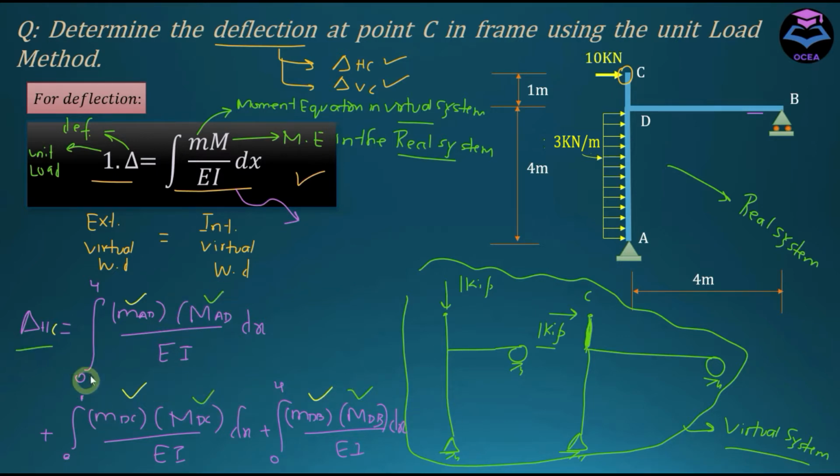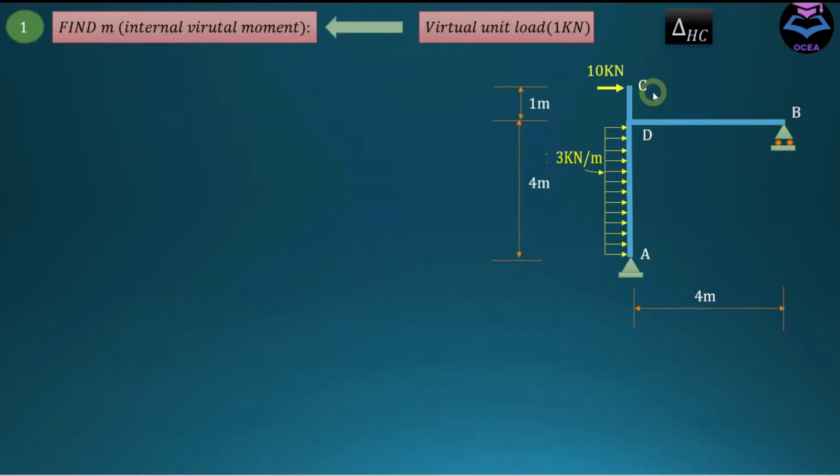The only difference between the horizontal and vertical deflection lies in the small m term. If I want to calculate the horizontal deflection, I use this virtual system and find the moment equation for each member. On the other hand, if I want to find the vertical deflection at point C, I use this virtual system and find the moment equation of each member for it. Okay, let's dive into the calculation of delta at C, that is the horizontal deflection, or the lateral deflection at this point. First we are going to determine the internal virtual moment.